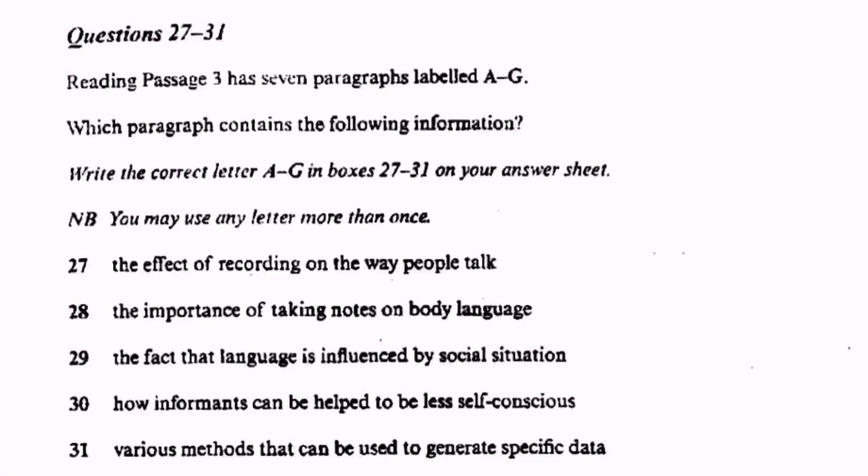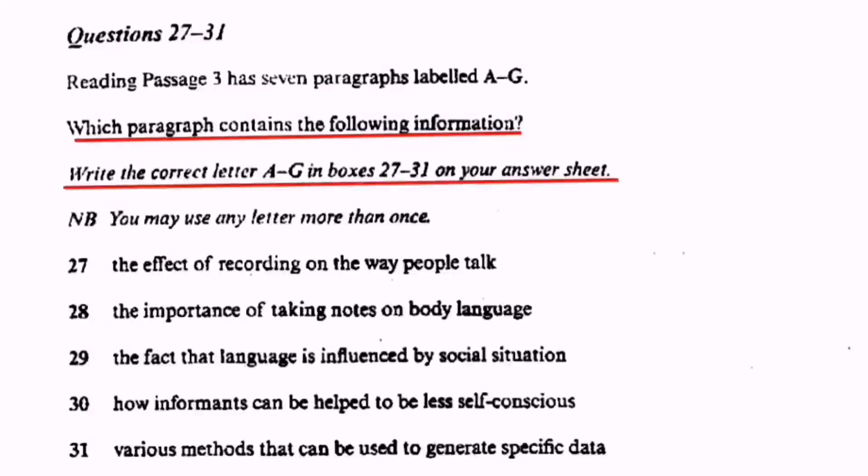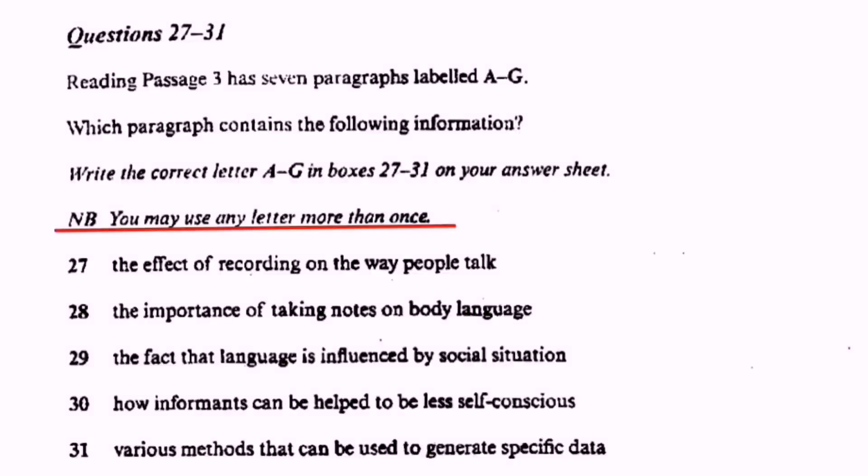So let's start today's test. But before we start, read the instructions. Questions 27 to 31. Reading Passage 3 has 7 paragraphs labeled A to G. Which paragraph contains the following information? Write the correct letter, A to G, in boxes 27 to 31 on your answer sheet. You may use any letter more than once.